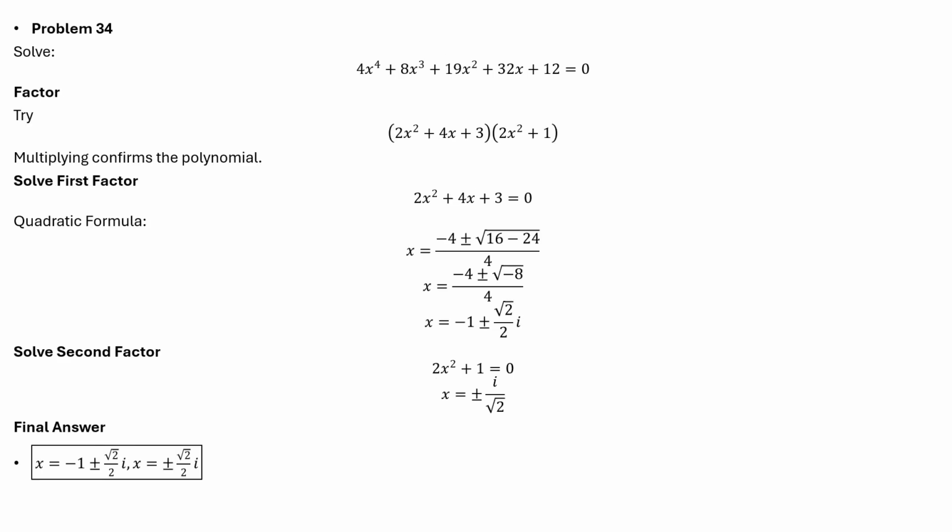This polynomial has no real roots. Factoring produces 2 quadratic factors. Solving each quadratic yields four complex solutions.